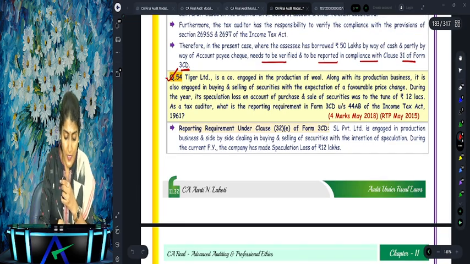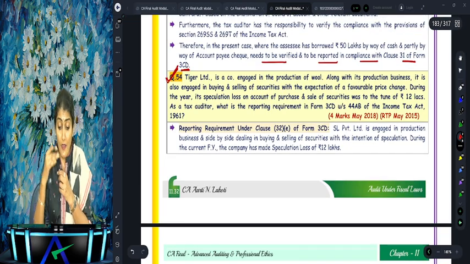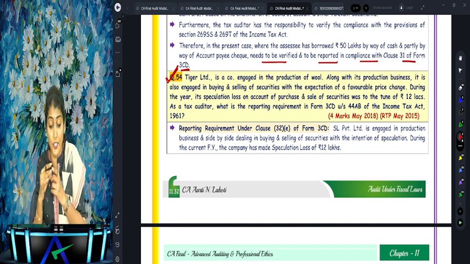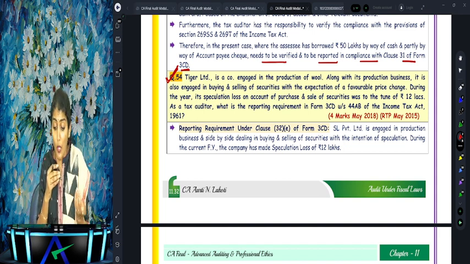What question we have? Question number 54. Tiger Limited is a company engaged in the production of wool. Along with its production business, it is also engaged in the buying and selling of securities with the expectation of a favorable price change.